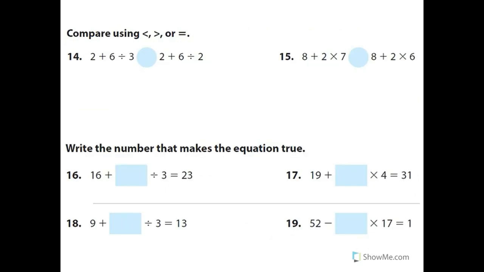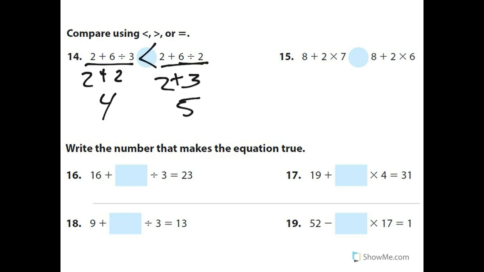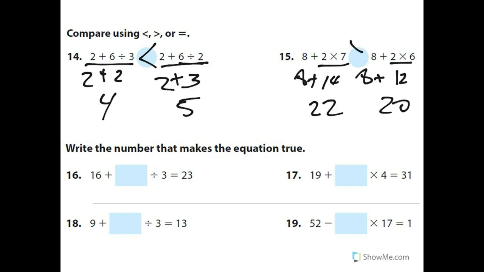Alright, moving along. We're going to compare. So we're just going to solve both of these and see which one is greater, smaller, or equal. Alright, so 6 divided by 3, we get 2, plus 2, that's going to be 4. 6 divided by 2, that's going to be 3, plus 2, that's going to be 5. Boom. Go ahead and try number 15 and then we'll go over it. Alright, so 2 times 7 is 14. 14 plus 8 is 22. 2 times 6 is 12. 12 plus 8 is 20.